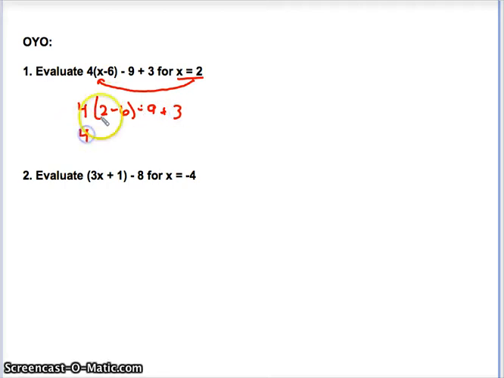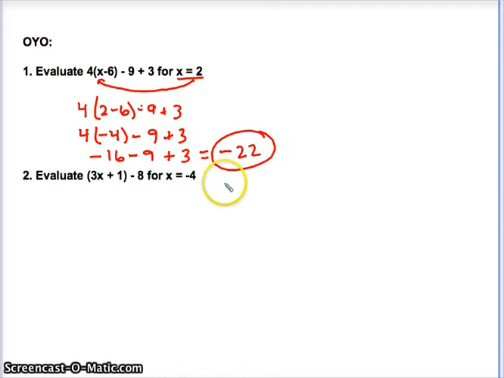Okay, have to do what's inside the parentheses first. So 2 minus 6 is -4, minus 9 plus 3. I have to do my multiplication first. So 4 times -4 is -16, minus 9 plus 3. Now I have all addition and subtraction, so I can move from left to right. -16 minus 9 is -25, plus 3 is -22.